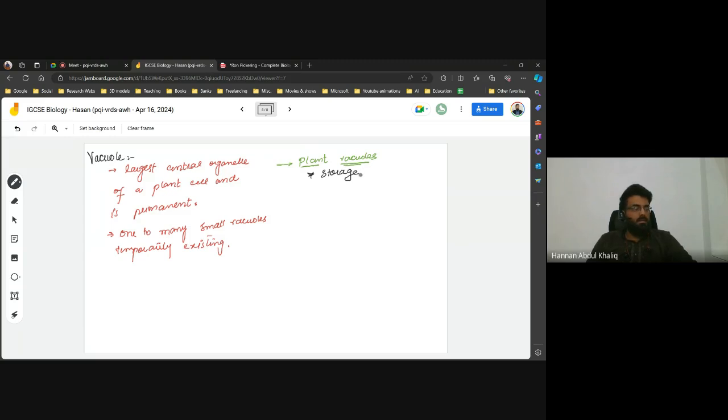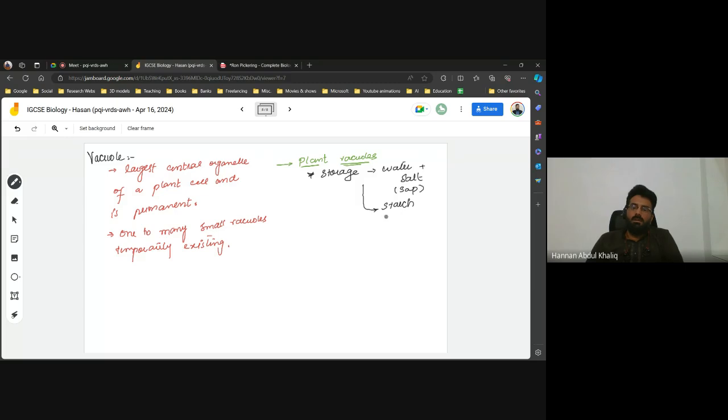And what do they store? They often store the water and salt, which are collectively called sap or cell sap. Second, another type of storage a vacuole can do is the storage of food, especially the starch.